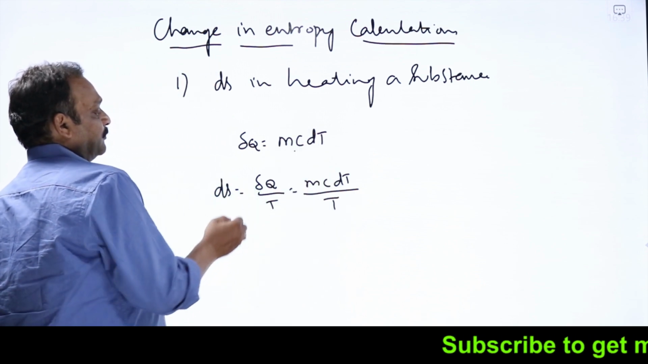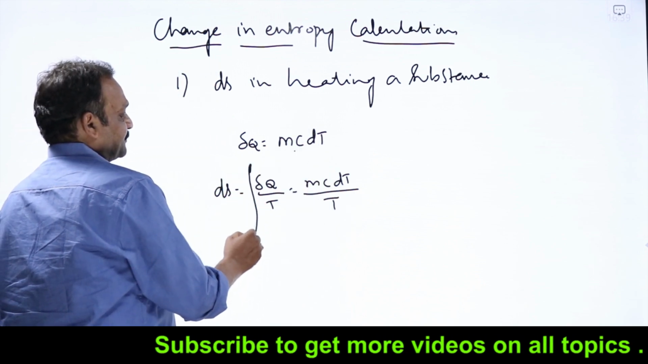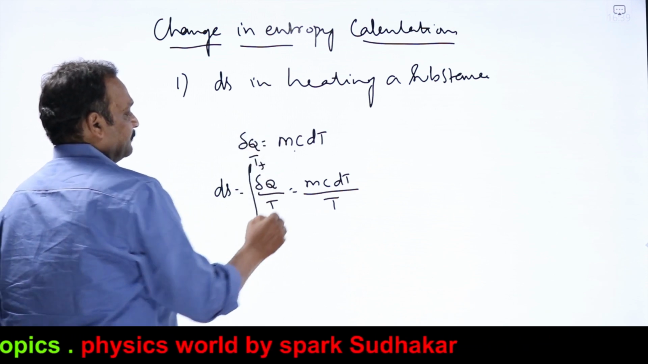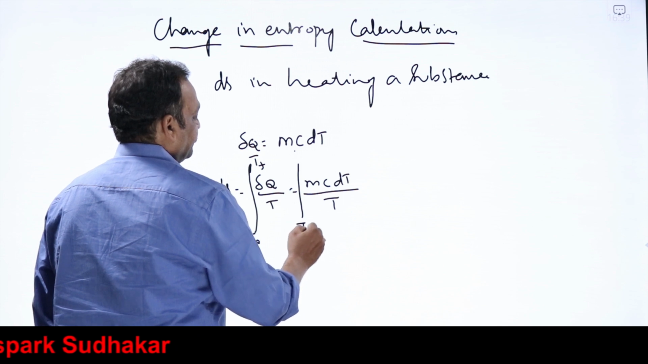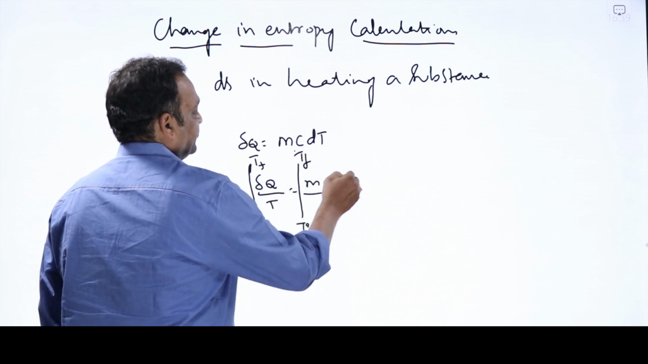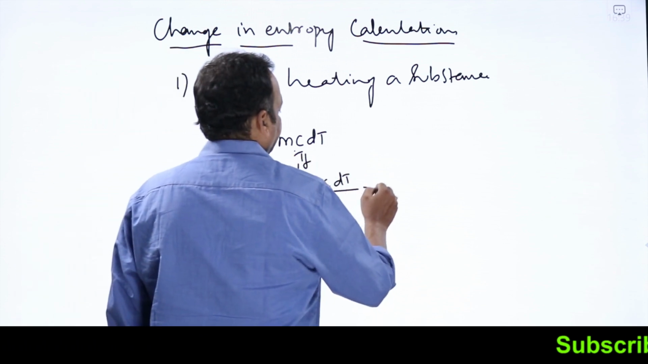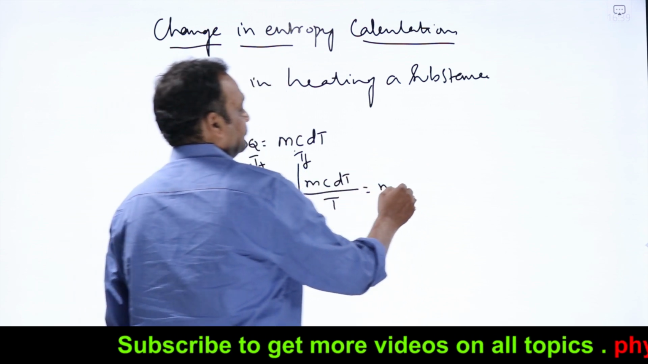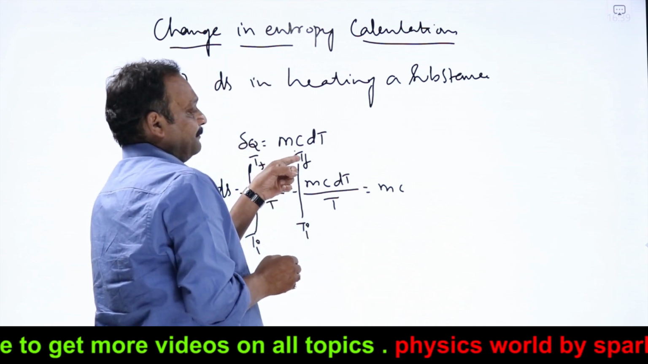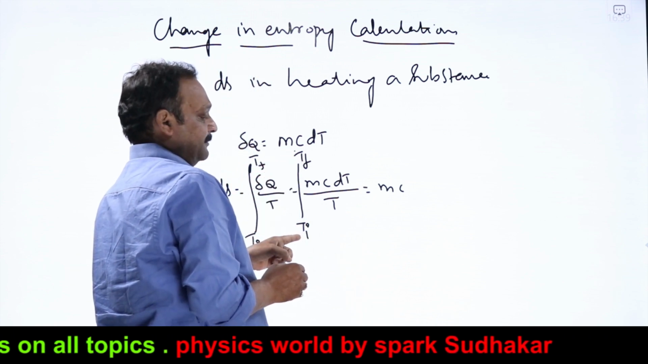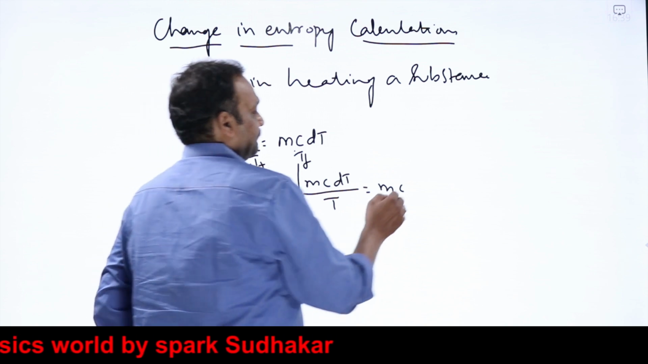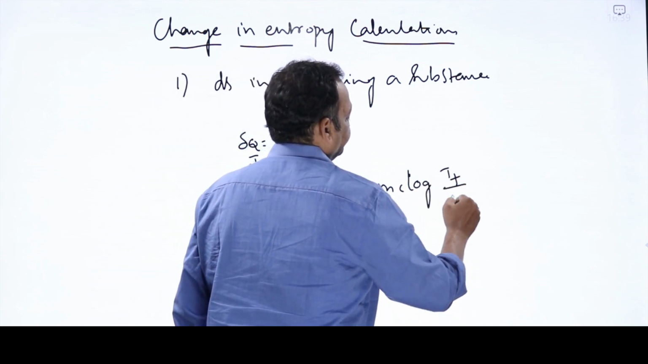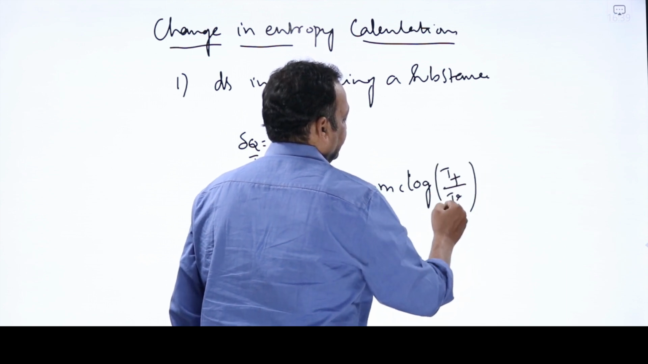Now, the total change in entropy, taking the substance from an initial temperature Ti to a final temperature Tf, will be the integral from Ti to Tf of mC dT by T. That is mC into the integral of 1 by T dT, which is nothing but log T. Upper limit is final temperature Tf, lower limit is initial temperature Ti. So nothing but log Tf by Ti to the base e.